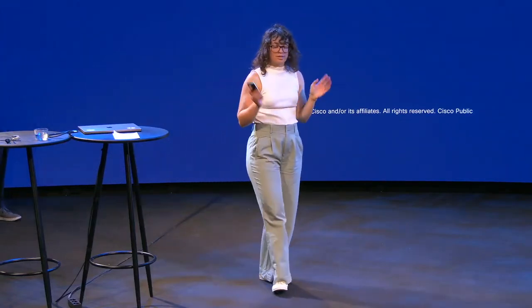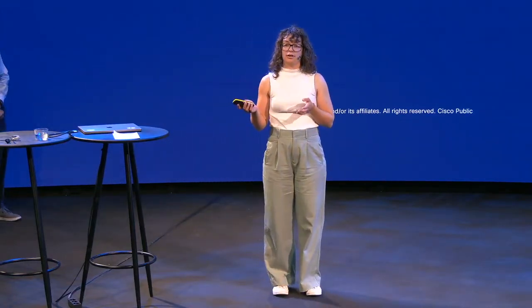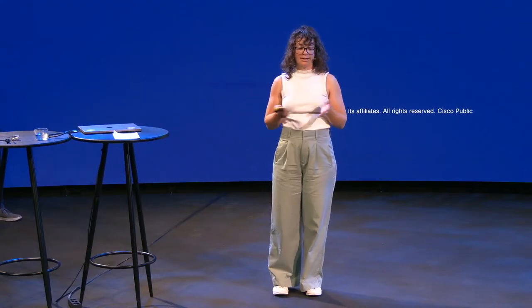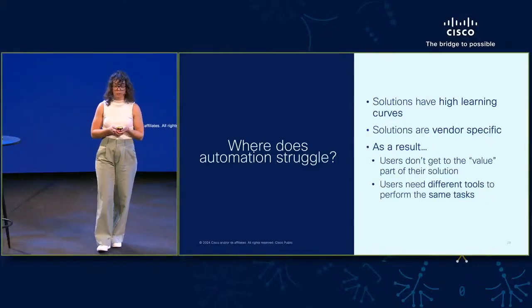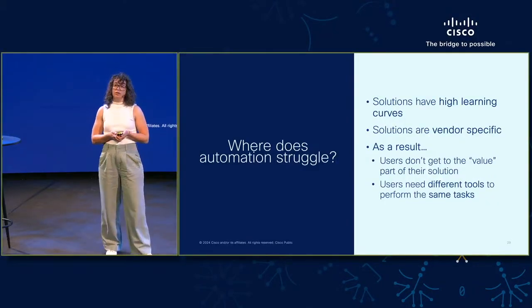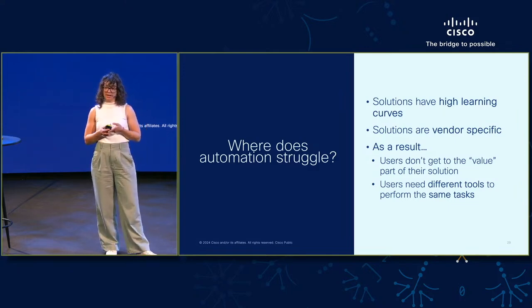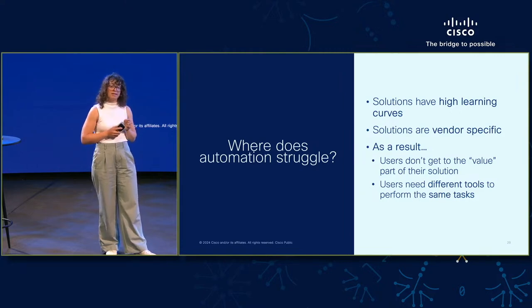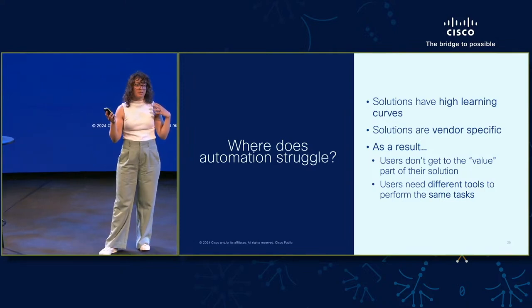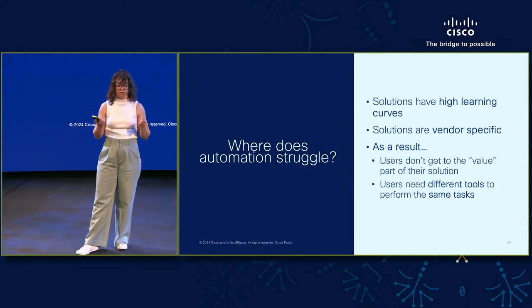So what is the problem that we're actually trying to solve here? Why are we building RAC? From speaking with our users, we know that the automation solutions that exist out there typically have high learning curves. And they also tend to be vendor specific. So there are a couple different consequences, or difficulties, to this.